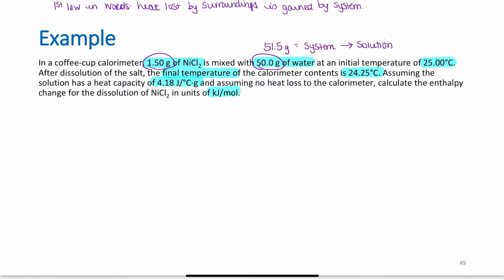How do I know that heat was lost by surroundings and gained by system? Because the temperature decreased. The temperature of what I was monitoring decreased. I can monitor the solution. The solution contains the little particles. I'm monitoring the solution, which is acting like your surroundings. The temperature decreased, so the reaction is endothermic.